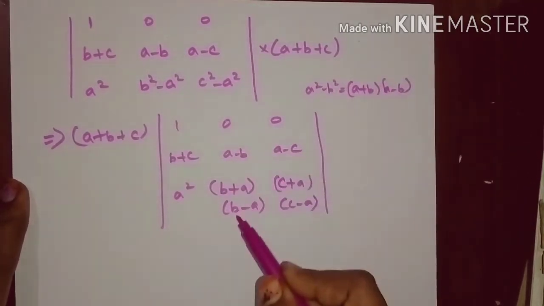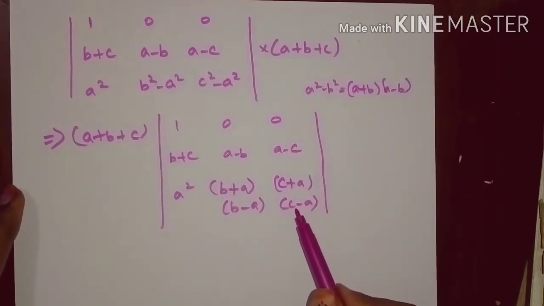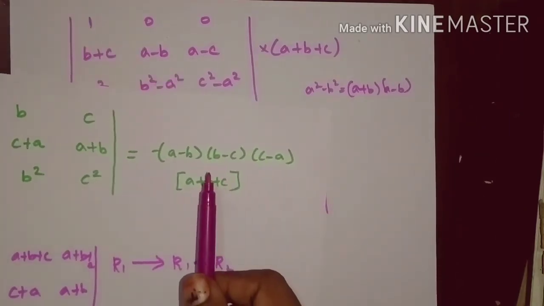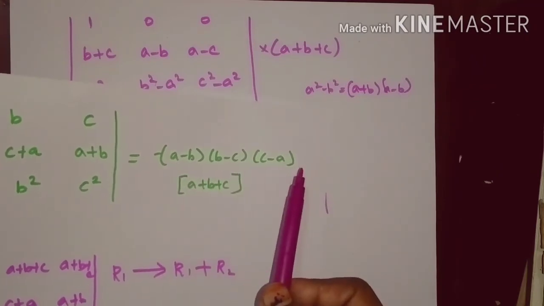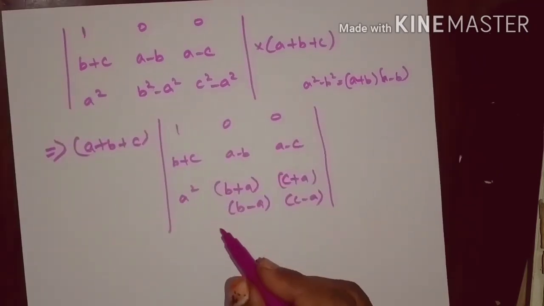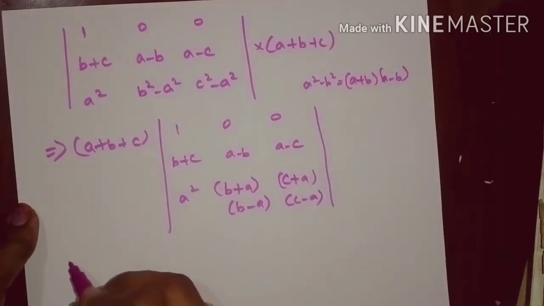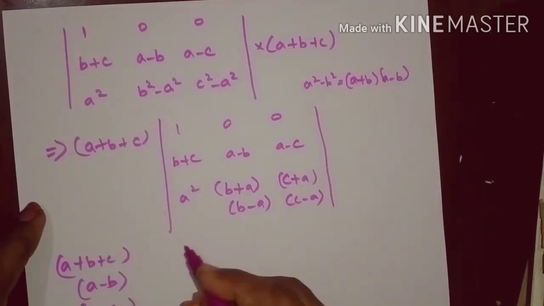See, in column 2 we can take a minus b common out, and in column 3 we can take c minus a common out. Why are we taking those terms? Because the terms that have to be proved are a minus b, b minus c and c minus a. By using the property, we can take a minus b out from the second column and c minus a from the third column, because we need those terms, right?